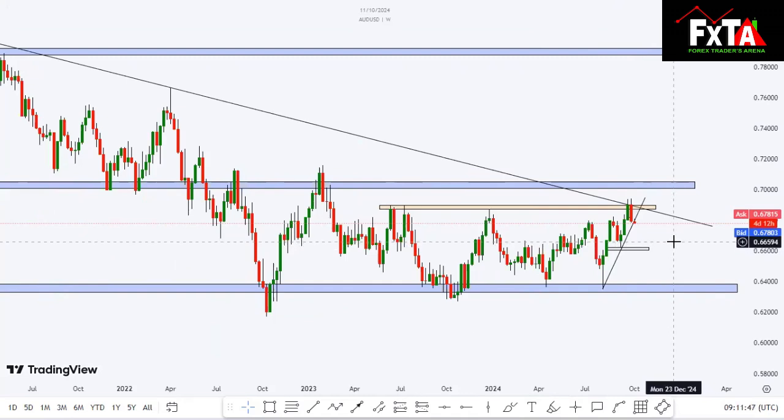Which is telling us that we should be looking for sales, or we should be looking to ride the trend south. Then we move on to the daily time frame.